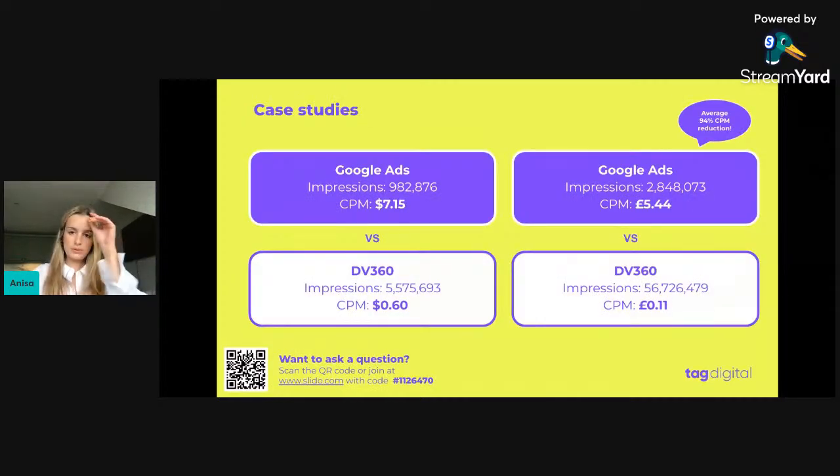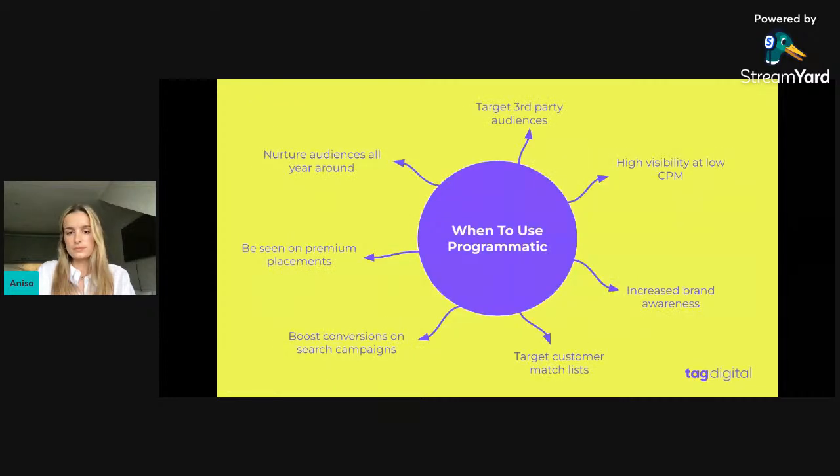And here I have pulled together some examples of CPM costs on Google Ads versus DV360. For those of you who don't know, CPM stands for cost per 1,000 impressions. And as you can see, the CPM is a lot lower on DV360 and the impressions are a lot higher. So running a programmatic campaign is perfect if you think it is important to reach a lot of people for a cheaper price.